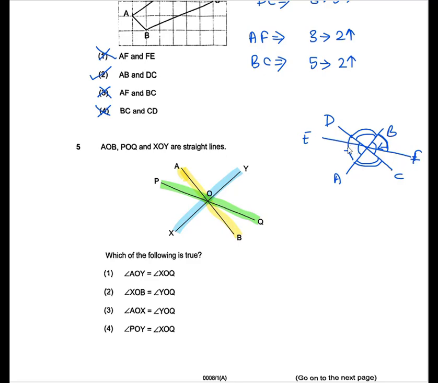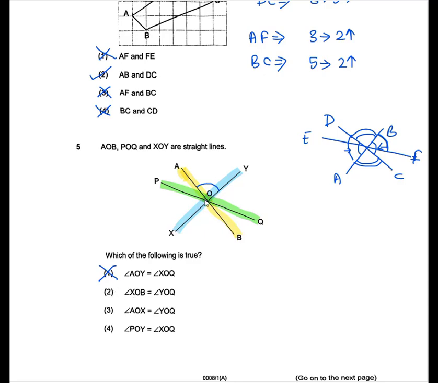Whereas here, I'm comparing between AB and CD. That I should know. So that's what is going to happen here. Which of the following is true? Angle AOY and angle XOQ. Here AOY means you're comparing the angle between AB and XY, whereas XOQ means you're comparing between XY and PQ. The lines that you're comparing are not the same, so they are not equal.